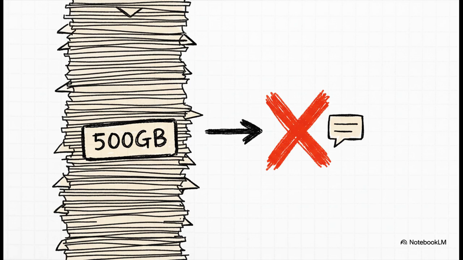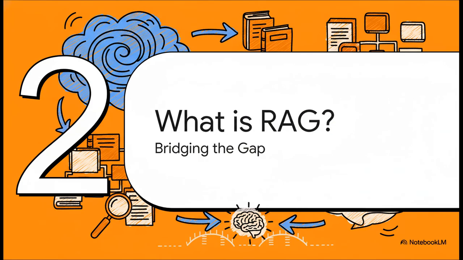So, let's make this real. Imagine your boss comes to you and says, hey, I need an AI assistant that can answer questions about 500 gigabytes of our company's private files. Whoa, you can't just copy and paste all of that into a chat window. So, how do you even begin to do that efficiently and accurately? The answer is a really clever method called Retrieval Augmented Generation, or, as everybody calls it, RAG. This is the bridge that's going to connect the AI's general brain to your specific world.